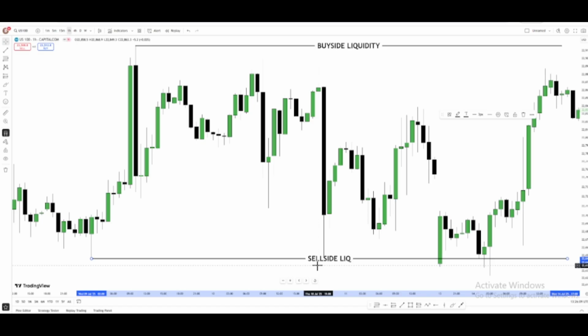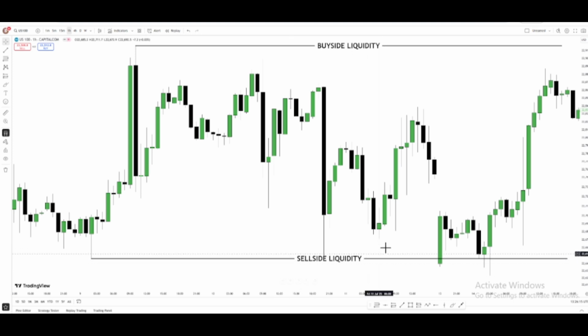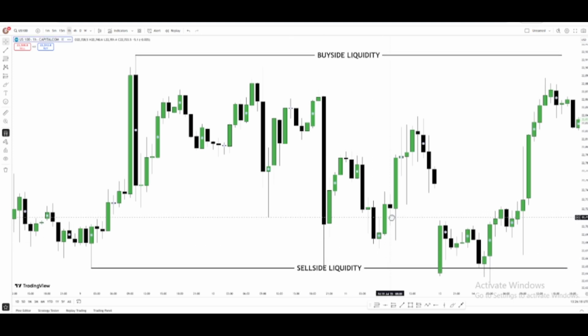Step 2, the kill zone. Now that you have your bias, the next step is timing. Markets don't move with equal strength 24/7. They come alive in kill zones, specific windows when liquidity floods in. The most important, the New York kill zone, around 8:30 to 11:00 a.m. EST. This is when economic reports drop, when institutions place orders, when volume and volatility surge.